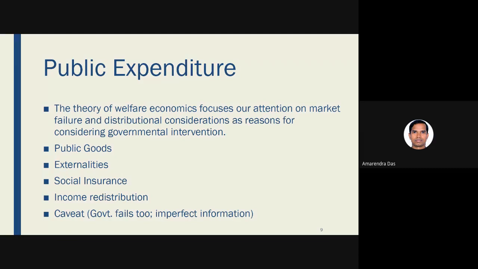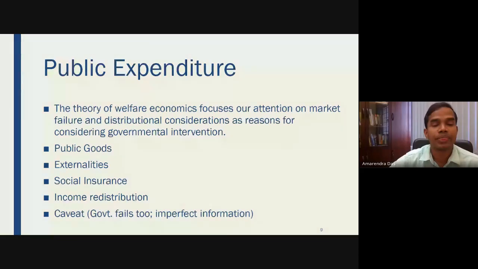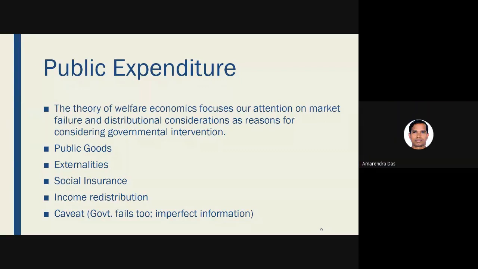The role of government arises because the market fails, but it's not wise to say that government can do everything perfectly. And in that context, we also discussed why this happens: because bureaucracy tries to do a lot of things at a time, and there is lack of specialization, lack of manpower, and imperfect information also. So all these things lead to failure.